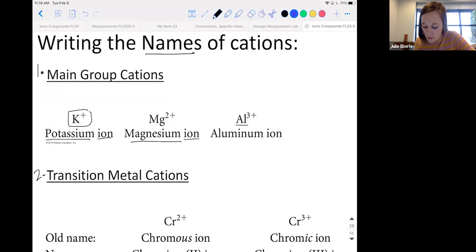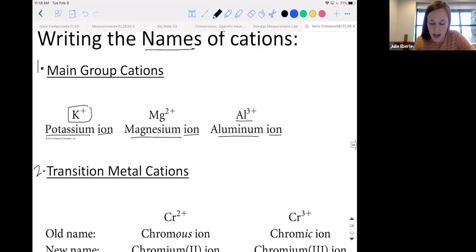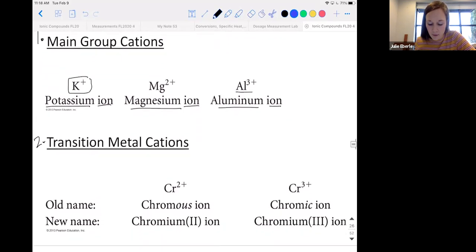Something from main group 3, aluminum. Name it, add the word ion. Okay? So that one's as simple as it gets. Name the element, write the full name, and then add the word ion. So if I said, name these cations in the main group, that's how you do it.